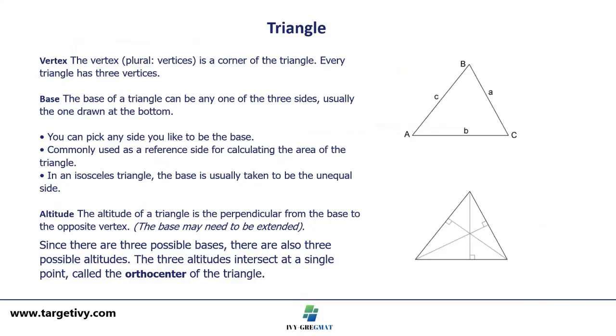Triangles. We have all seen these figures. So what we need to know are the names. The vertex, or the vertices, is the corner. These are the vertices of the triangle. Every triangle has three vertices because it has three angles and three sides. Base: the base of a triangle can be any one of the three sides. So it's not necessary that this is the base. For my calculation, this can be the base.